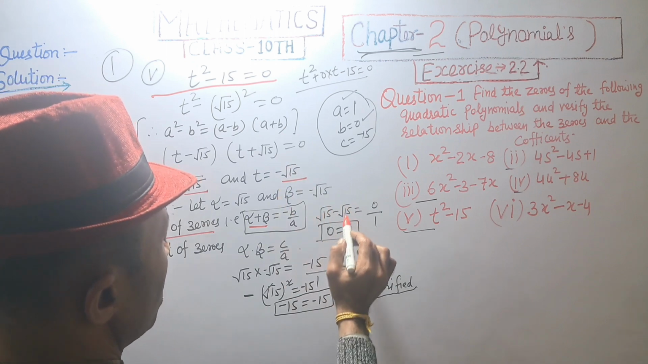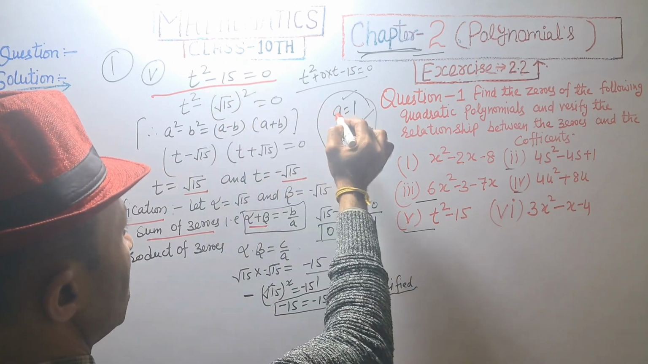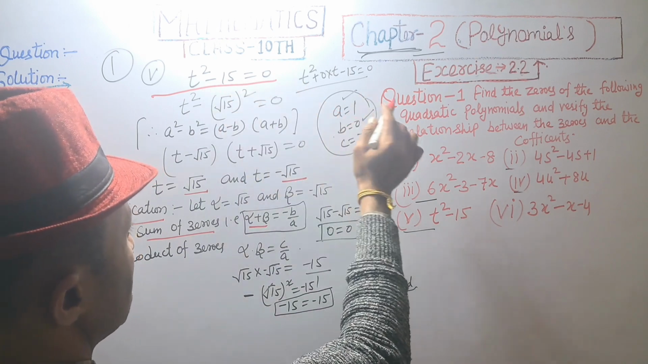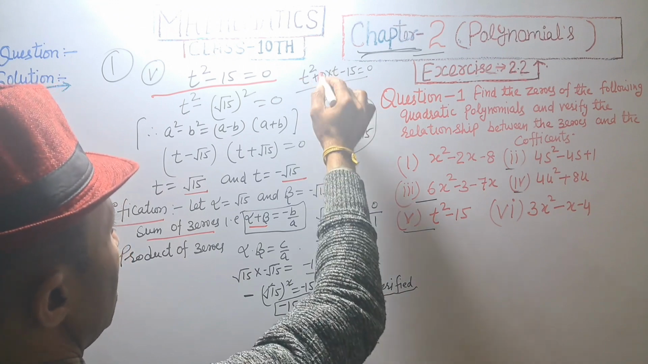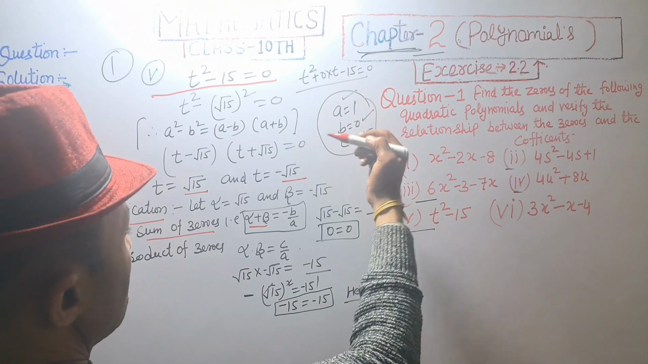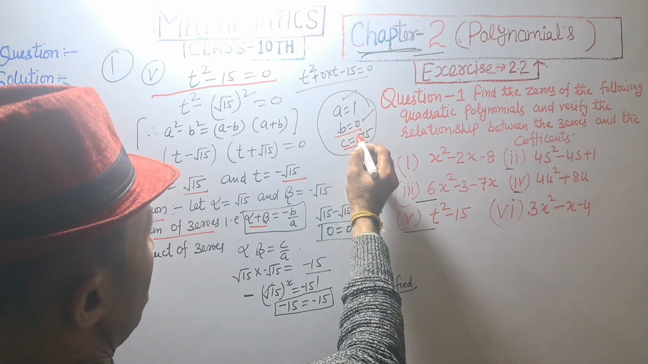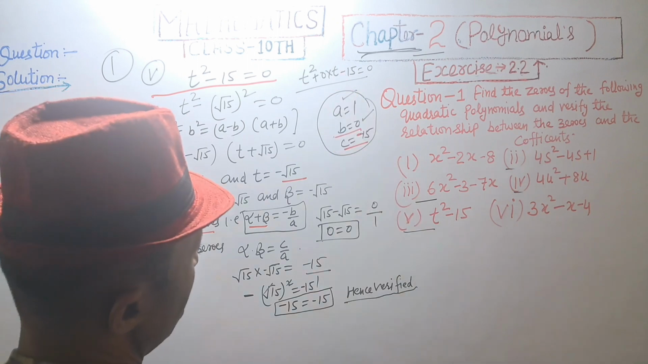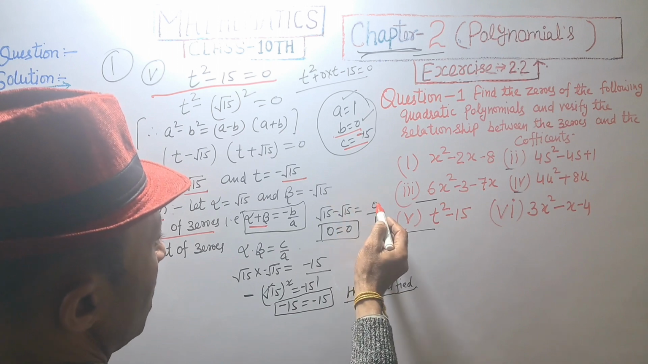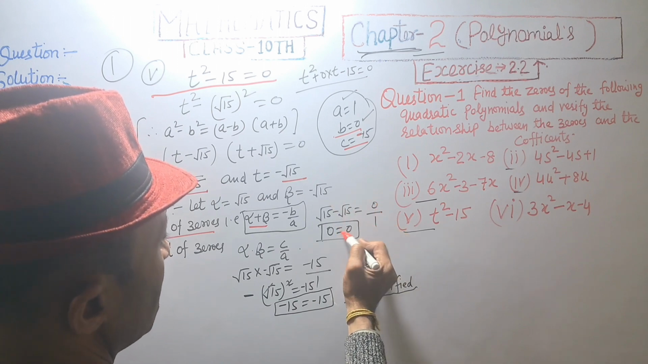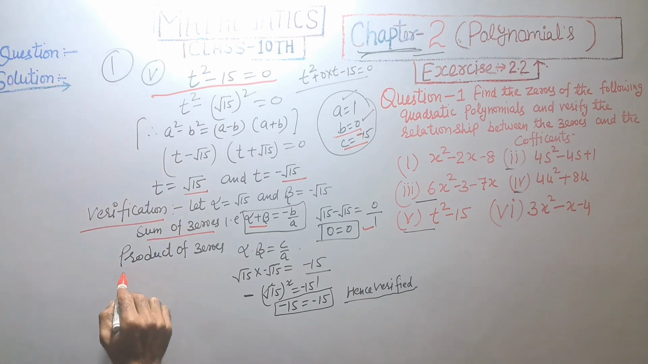Root 15 minus root 15 is 0. We are comparing this equation with a t square plus b t plus c equal to 0. We get the value of a is 1, value of b is 0, and value of c is minus 15. Sum of zeros is minus b upon a, which means 0 upon 1, that is 0. Left hand side equal to right hand side.